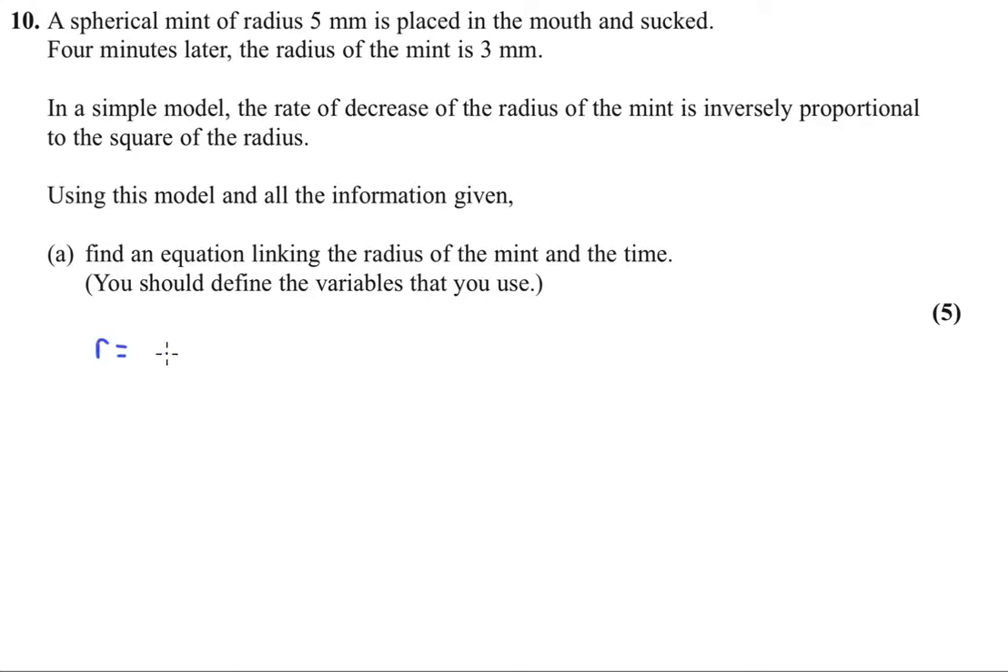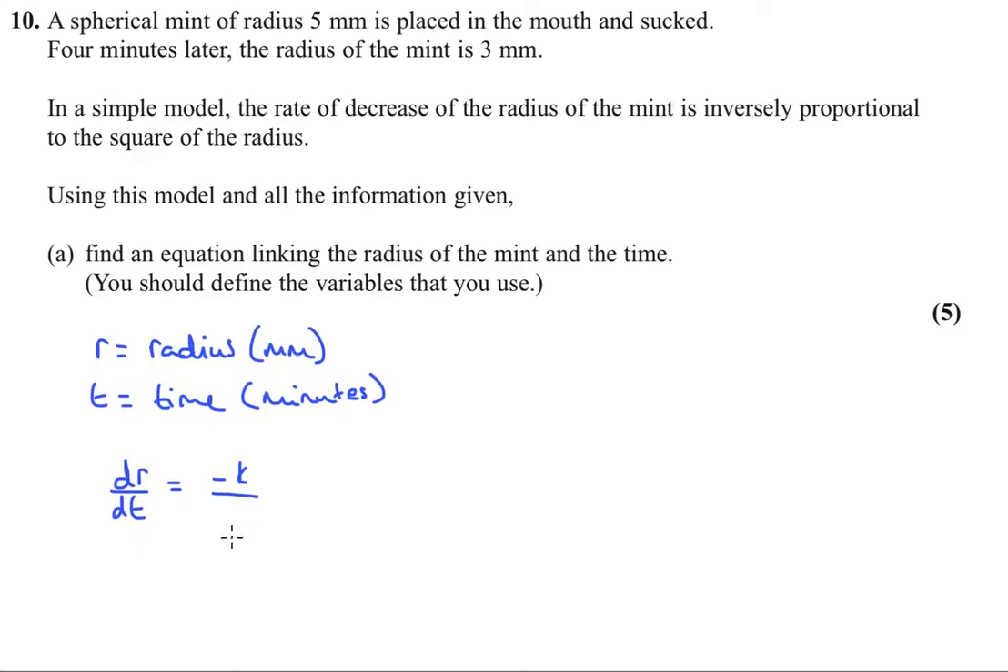So r is going to be the radius in millimeters, and t is going to be the time in minutes, because those are the values they've used in the question. We've got minutes and millimeters. So the rate of decrease of radius is dr by dt. It says is inversely proportional to the square of the radius, so it is equal to negative k over r squared, and I've done a negative k because it's decreasing in radius.